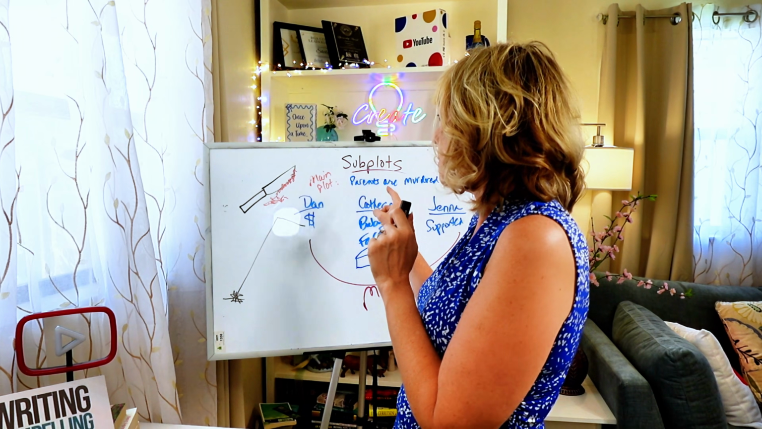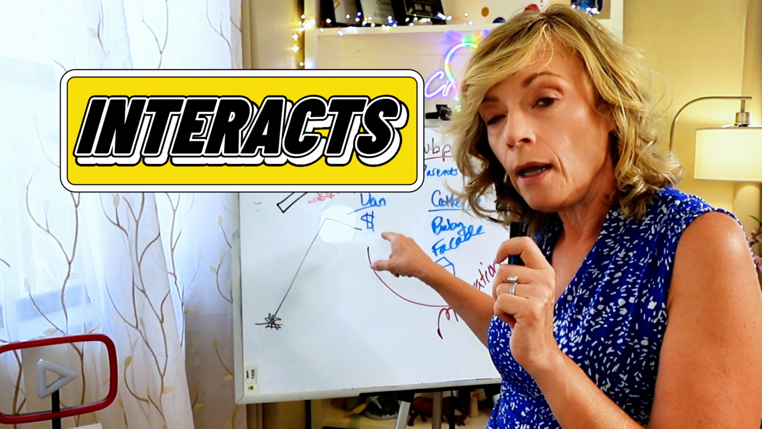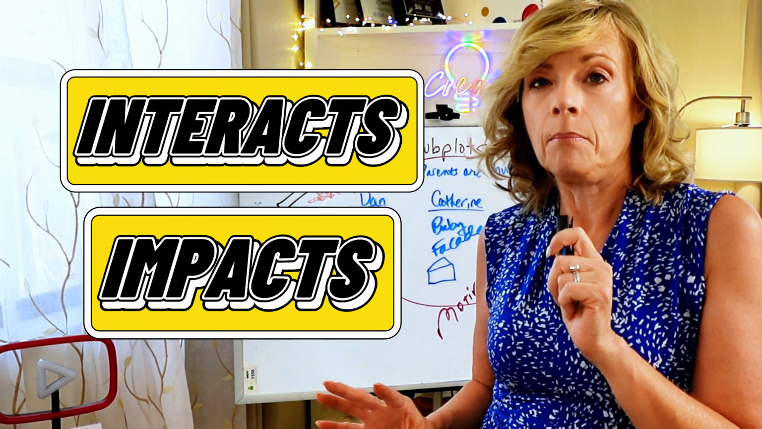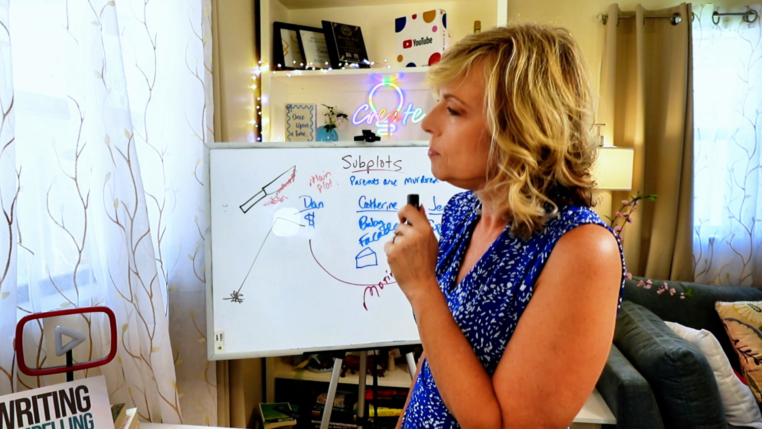You have to make it something that interacts with the main plot over and over and over again and impacts the main plot. I know I use the word impact a lot, but that's because every single word in your book needs to impact the plot. I have had people argue with me that no, dialogue can just be there for humor or characters can just be there to show emotional moments. No, my argument back is no.